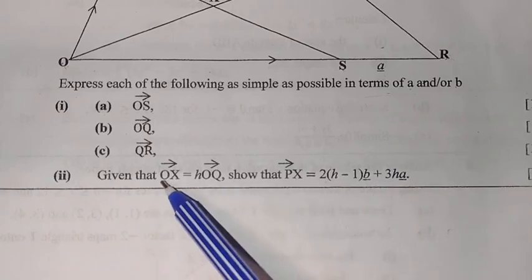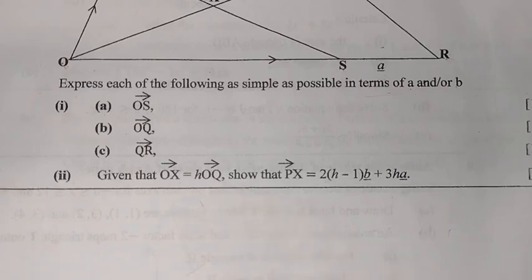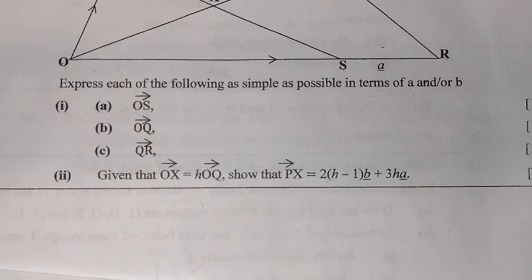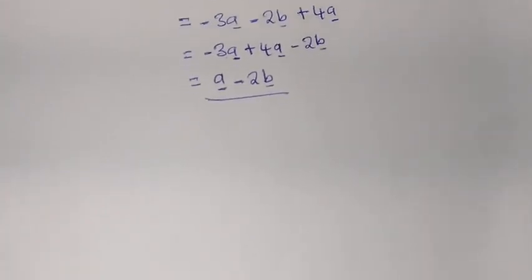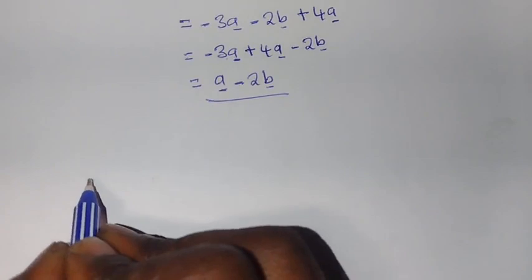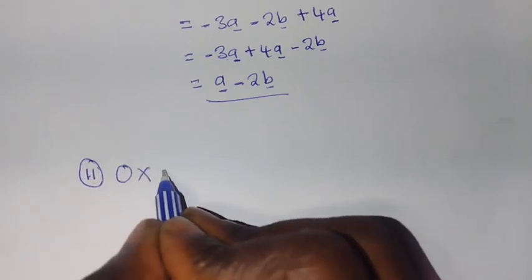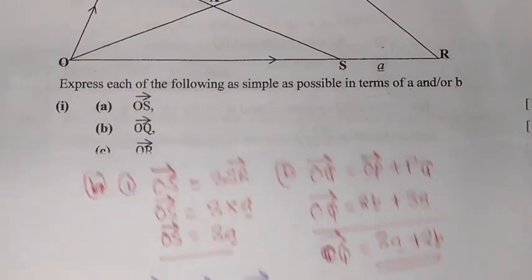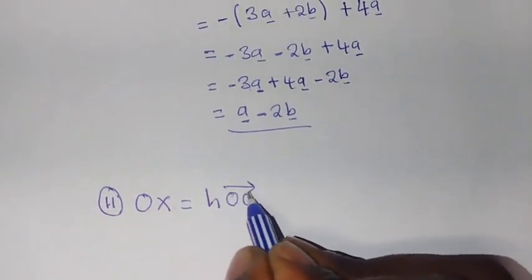The first information is this one. OX is equal to HOQ. So you need first to solve for this one. Okay, so how can you solve for this one? Remember, we use OX equal to HOQ. That's what we are going to use. So from here, we'll come back here. So we are answering for 2. We have been told that OX is equal to HOQ. This is what you have been given.